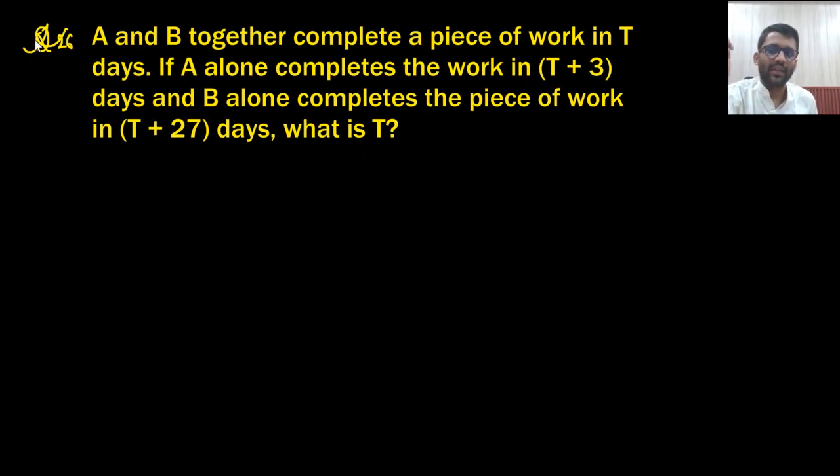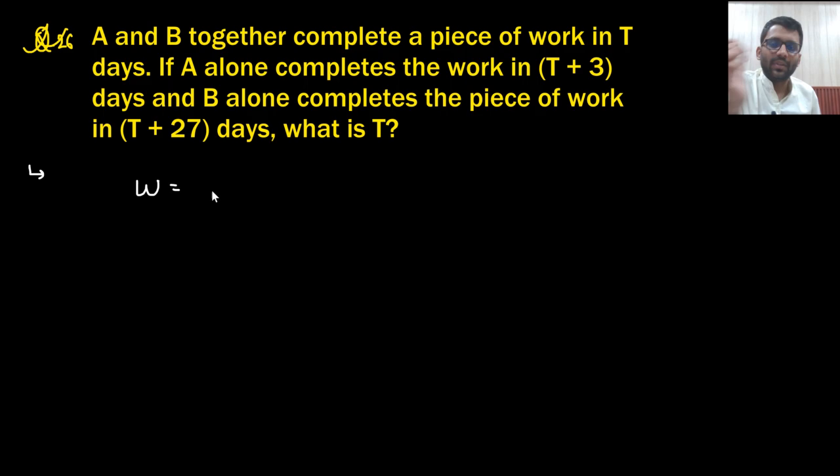This is the new pattern because I have put the sign here. A and B can together do the piece of work in T days. So let's just say the work is W. Now if I solve this problem by assuming the work to be X or anything like that, it would take a lot of time. You can try it on your own. So better, here I can see the work is completed in T days.